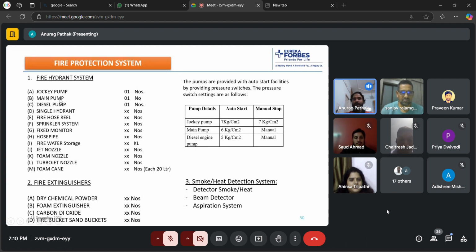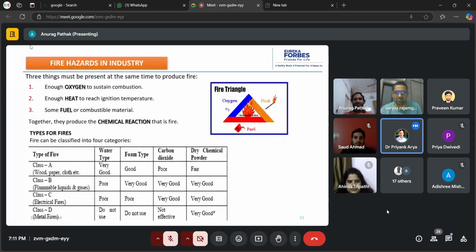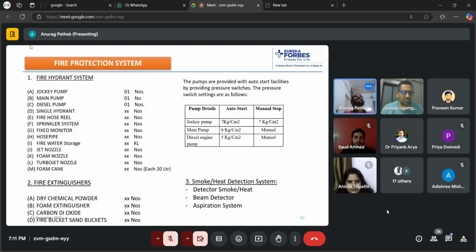Jockey pump and main pump are totally driven, or I can say energized, by the electrical supply. Okay, jockey pump and main pump has... Anurag, I would like to intervene over here. Yes, sir, sure. Before jumping directly to the water-based protection system, please elaborate on the types of protection systems. सर थोड़ा सा इसमें आप और ब्रीफ करेंगे?